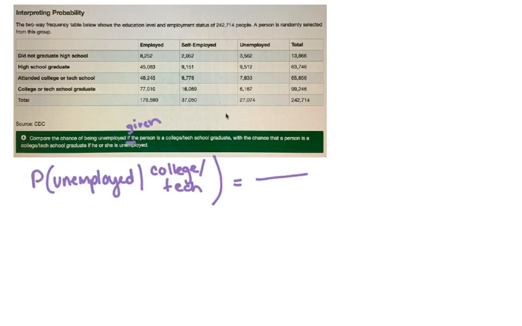So I'm given that the person graduated from college or tech school. So that means I'm no longer looking at the total. I'm looking at the total of people that graduated from college or tech school. So that's my new sample space: 99,246. And so of just those 99,246, so I'm not looking at everybody, I'm just looking at these people, how many were unemployed.